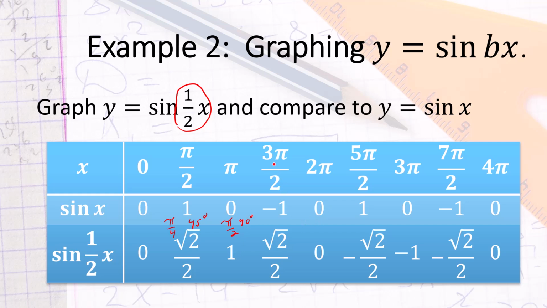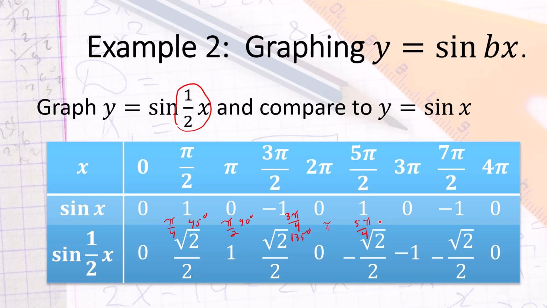When x is equal to 3 pi over 2, half of that is going to be 3 pi over 4, which, by the way, is 135 degrees. But that puts us in quadrant 2, so we still have root 2 over 2. Now, half of 2 pi is pi, and sine of pi is 0. Half of 5 pi over 2 is going to be 5 pi over 4.